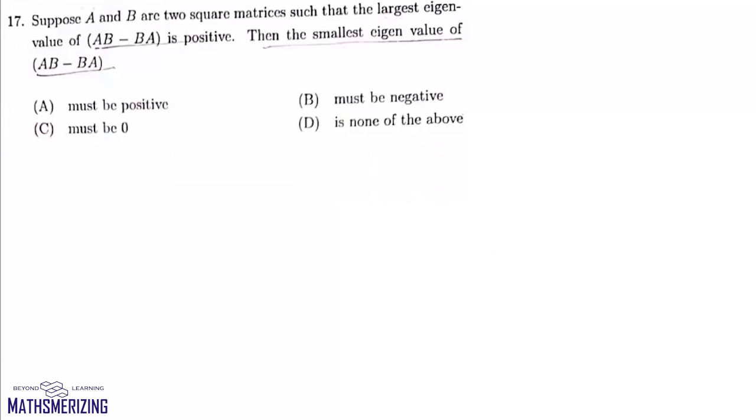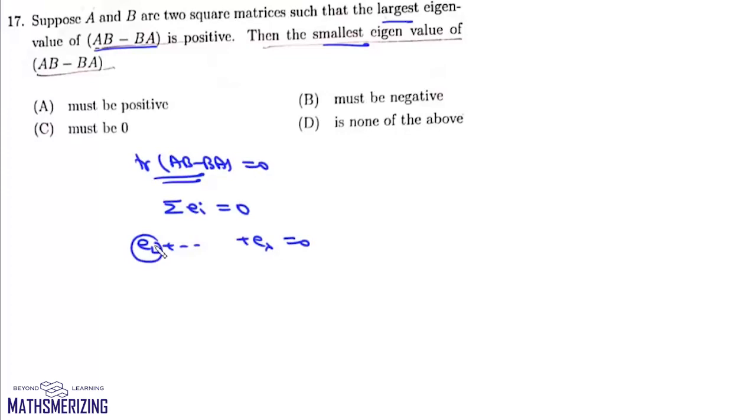Now question number 17 is, suppose A and B are two square matrices such that the largest eigenvalue of AB minus BA is positive, then the smallest eigenvalue of AB minus BA is. Now since we are talking about smallest and largest eigenvalues, that means all the eigenvalues of this matrix AB minus BA are real. Now we know that trace of AB minus BA is 0, and trace is nothing but the sum of all the eigenvalues. So it simply means that the sum of all the eigenvalues is 0.